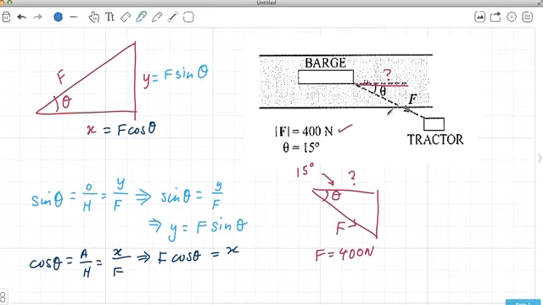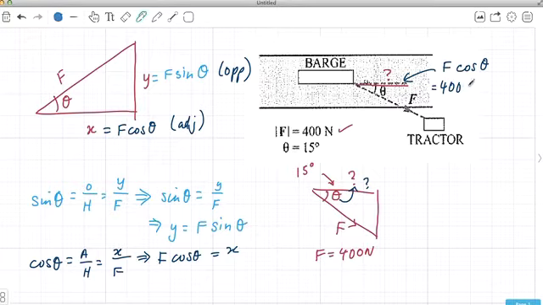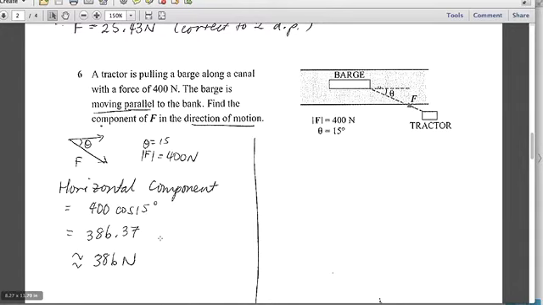So now in this question, if we return to this, we know that this is 15 degrees. We know the hypotenuse is f. We're interested in the adjacent side. So using this rule, this is our adjacent, this is our opposite side. We know that this is going to be f, which is 400, cos theta. So 400 cos 15 degrees, because theta is 15 degrees. And going back into the notes, we've just used the calculator and found that's approximately 386.